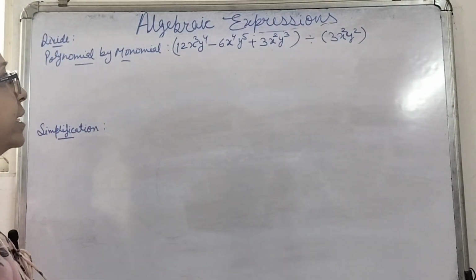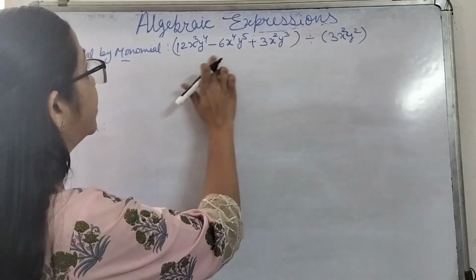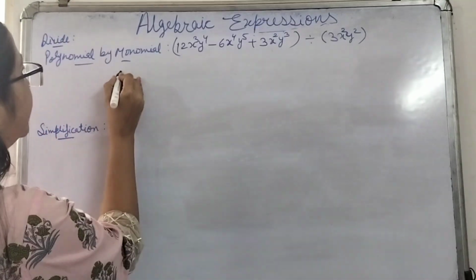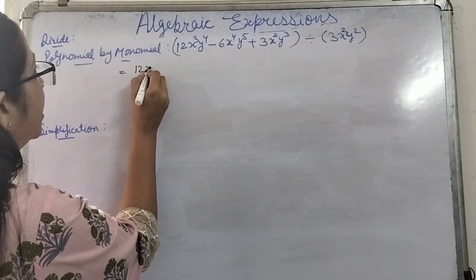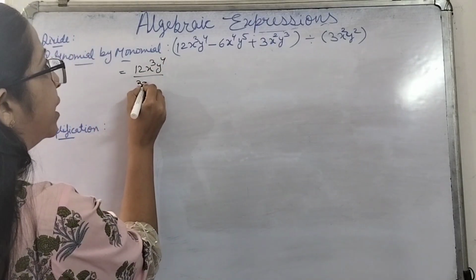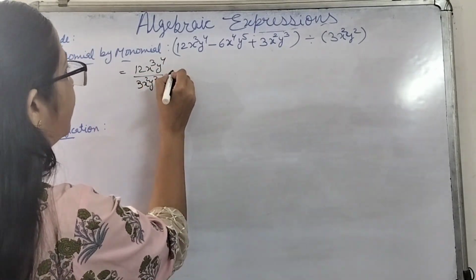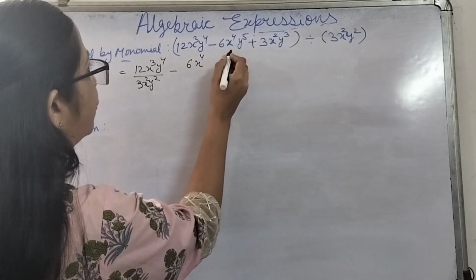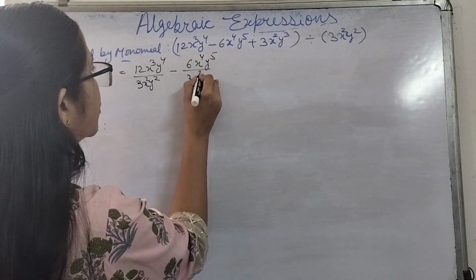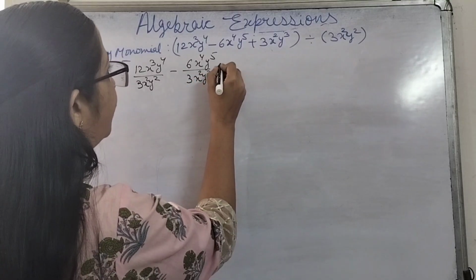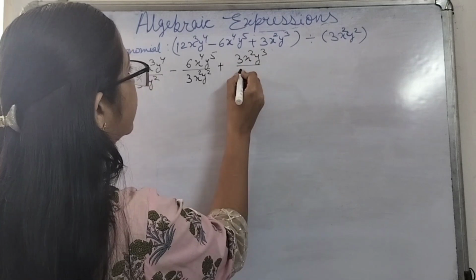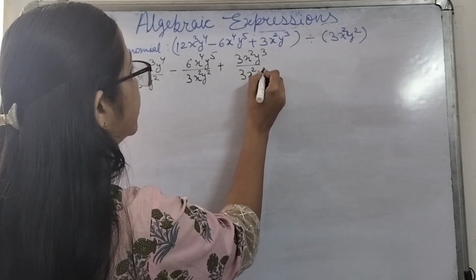Now how will we be dividing it? Individually, each term of this polynomial will be divided by your monomial. So how will we write it? It will be written as 12x cube y raised to the power 4 divided by 3x square y square, minus 6x raised to the power 4 y raised to the power 5 divided by 3x square y square, plus 3x square y cube divided by 3x square y square.